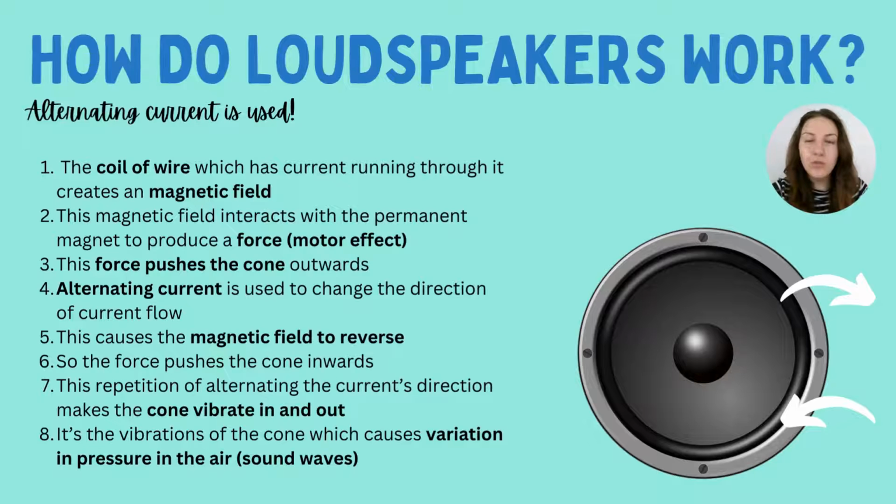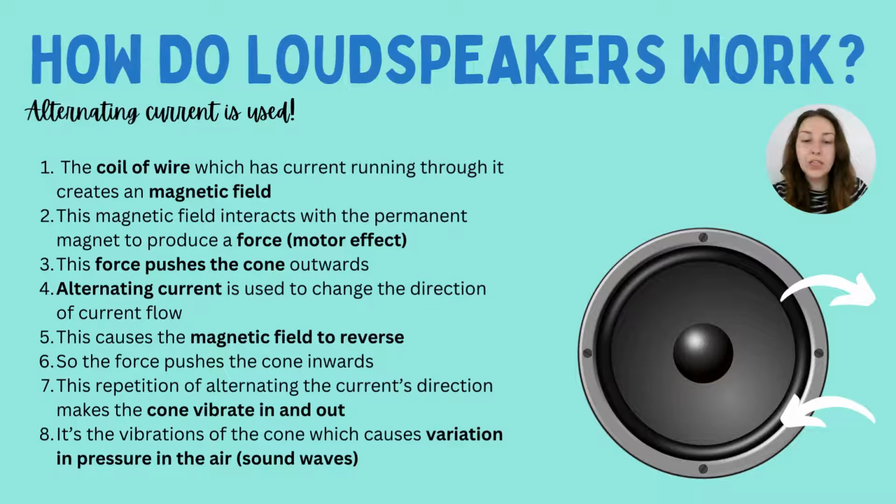As a result, this force actually pushes the cone outwards. Okay, we've seen this before in motors. I did a video on that as well, electric motors and how they can rotate. Instead of a rotation occurring, it's actually causing the cone to move up and down and vibrate back and forth. That's essentially the movement that we're seeing, and this is because of the motor effect.